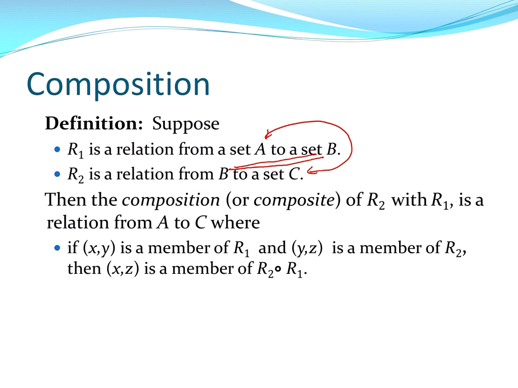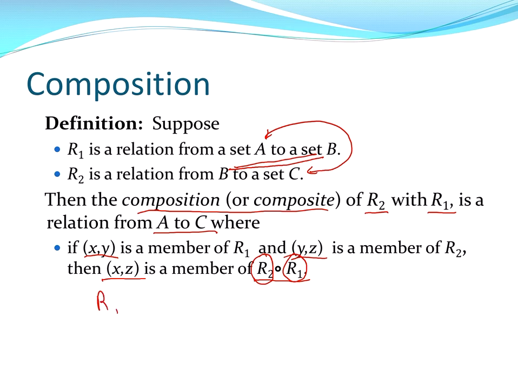So we say that the composition of two relations, in this case R2 with R1, is a relation from A to C, where when (x,y) is a member of R1 and (y,z) is a member of R2, then (x,z) is a member of R2 composed with R1. We put the relation that acts second to the left and the relation that acts first to the right.